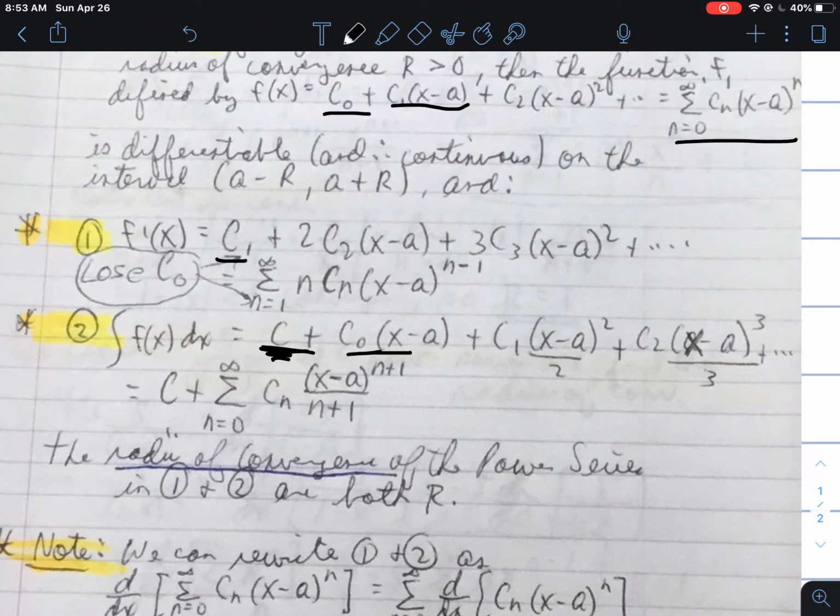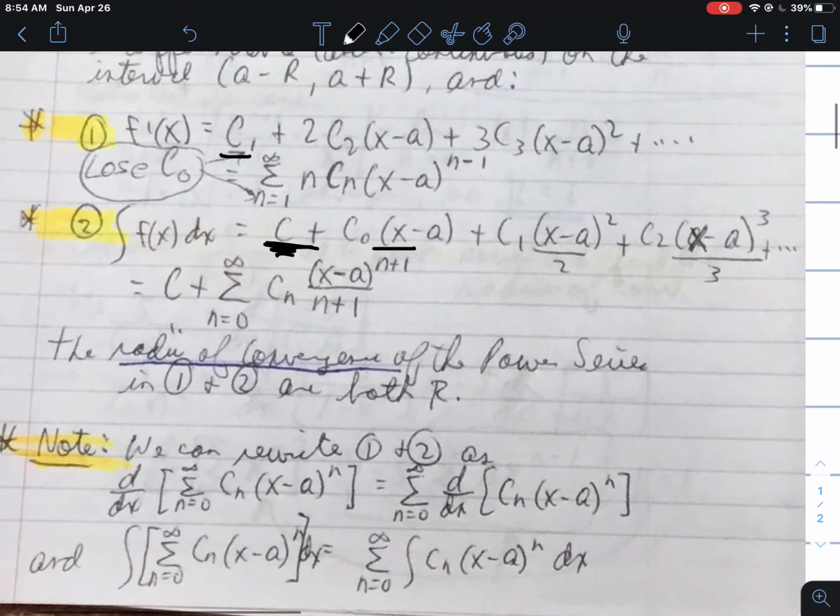Here's your power series. Sum as n goes from 0 to infinity of c sub n x minus a to the n plus 1 over n plus 1. Right? Again, that's just our basic power rule. Right? It's the constant times the variable raised to a higher degree, increased by 1, and you divide by the new exponent. And then we always tack on our plus c because, again, it's an indefinite integral.